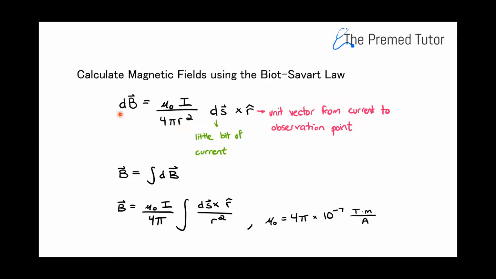Now, once we have a bunch of dB values, we eventually want to sum them all up and find the total magnetic field B. How do we do that? Well, we take the integral of all these dBs. That will sum them up and we'll find the net B. To arrive at our working equation, let's substitute our first formula into the second. So pulling the constants out of the integral here, that leaves us with only the cross product and the r squared in the integral. This will be our working equation for when we do any calculations with this law.